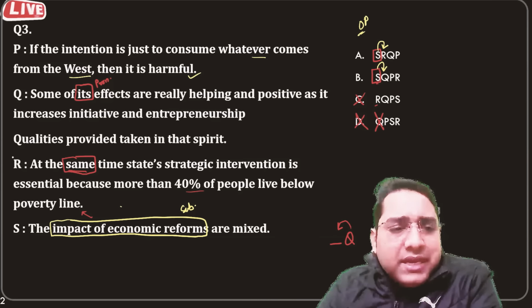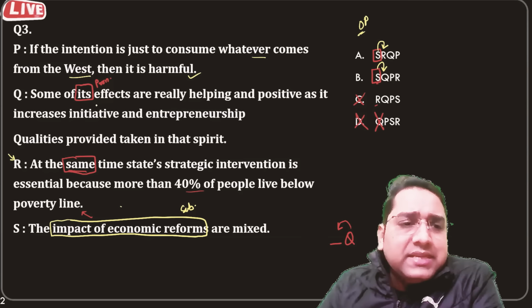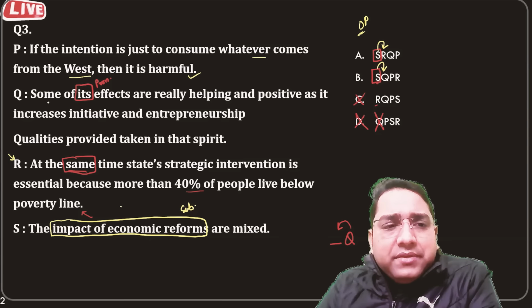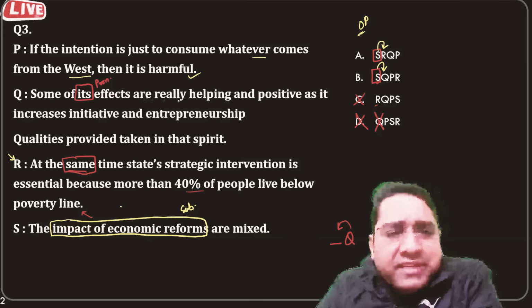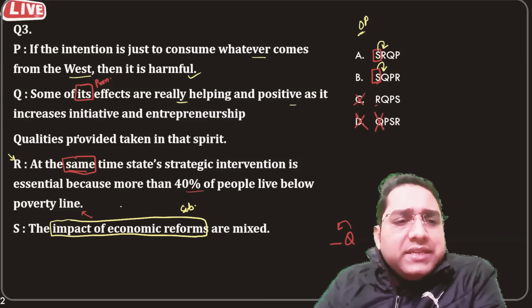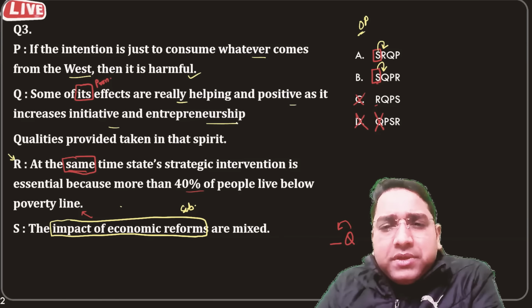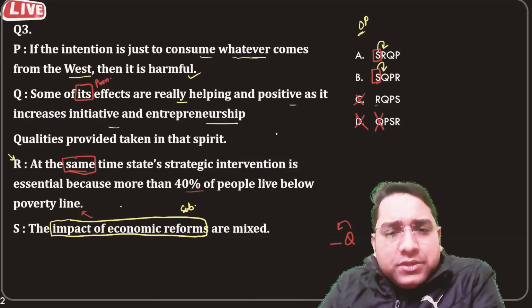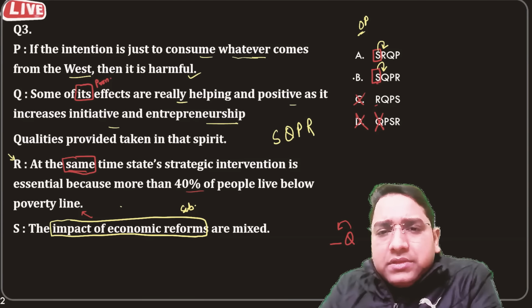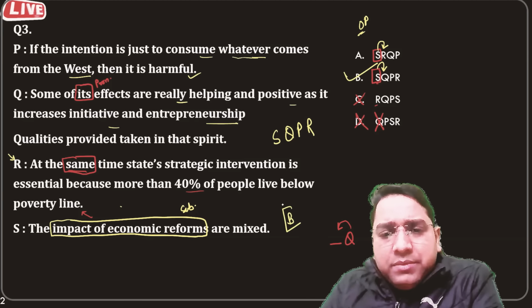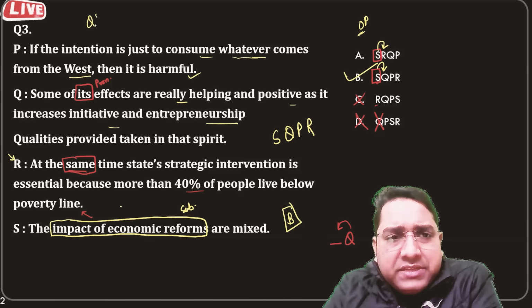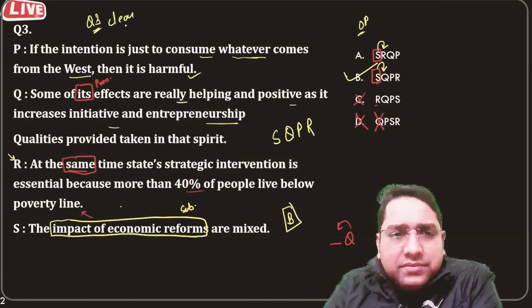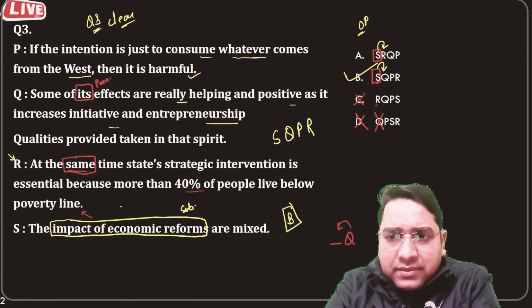Because R is saying "at the same time," and "at the same time" means something else has happened previously. Some of its effects are really helping and positive as it increases initiative and entrepreneurship. This is Q, and then P, if the intention is just to consume whatever comes. So it's simply S, then Q, then P, and then R. Second option. Everybody, please tell me if it is clear. Then yes, please write Q3 clear.